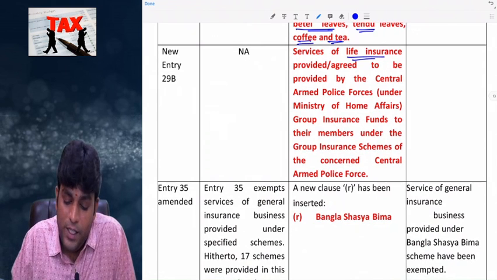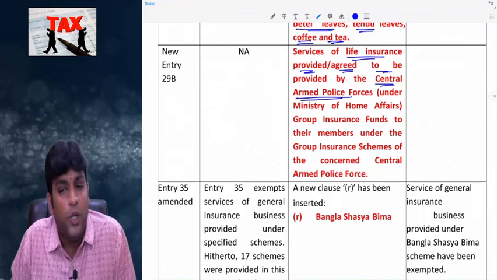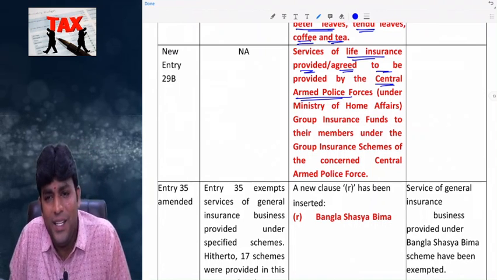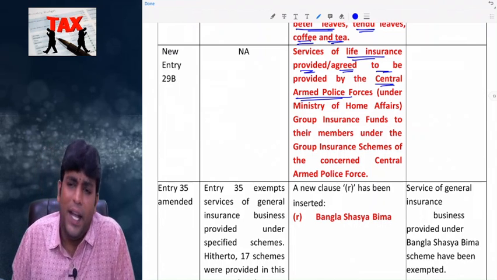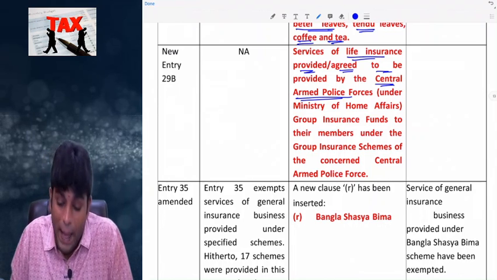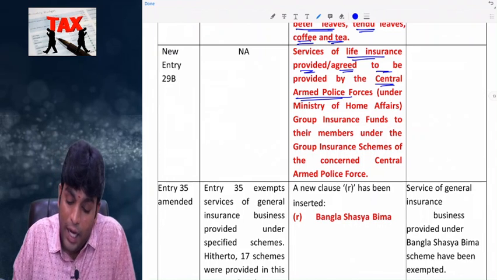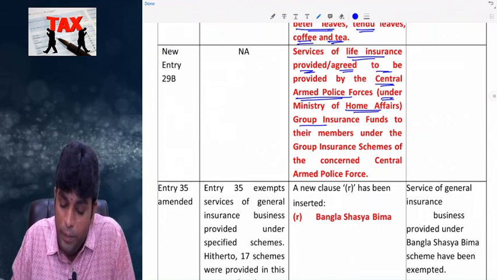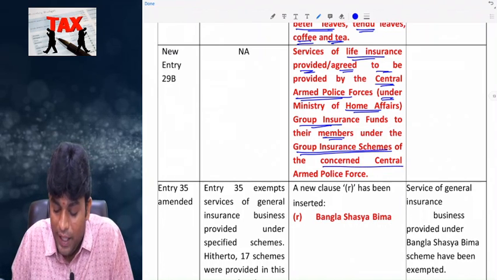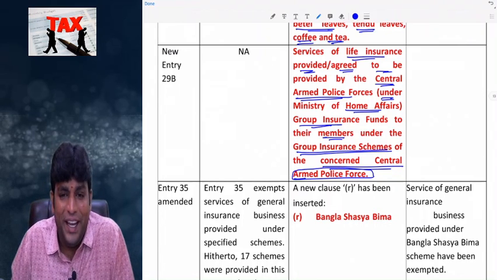Services of life insurance provided or agreed to be provided to the Central Armed Police Forces. Sir, however much we give to the armed forces, that is less only. However much exemption is given to them, that is less, because they are making a great contribution to the country. See now, services of life insurance provided or agreed to be provided by the Central Armed Police Forces under a Ministry of Home Affairs group insurance fund to their members under the group insurance scheme of the concerned Central Armed Police Force. That is straightaway exempt.